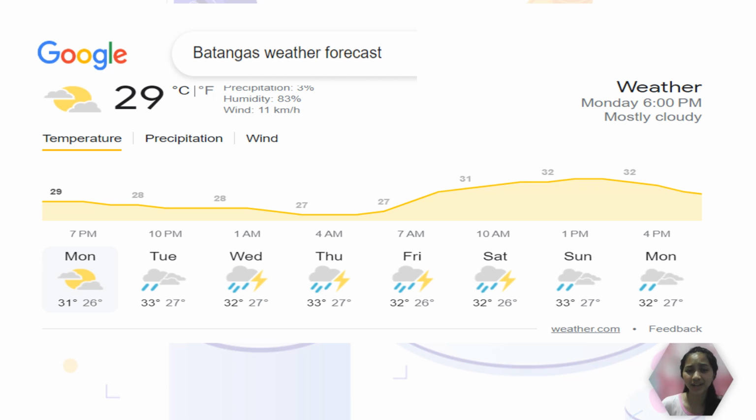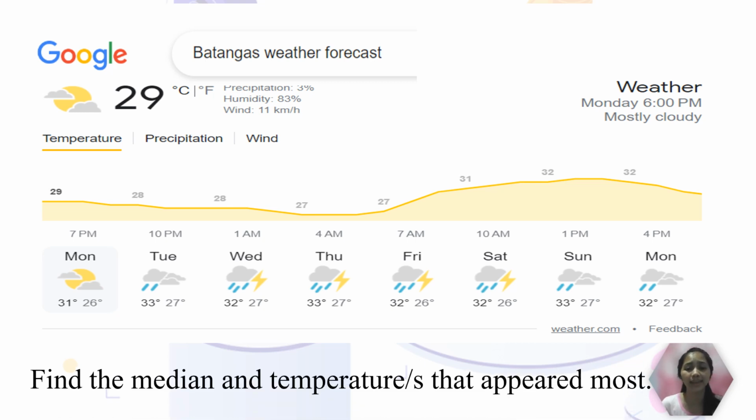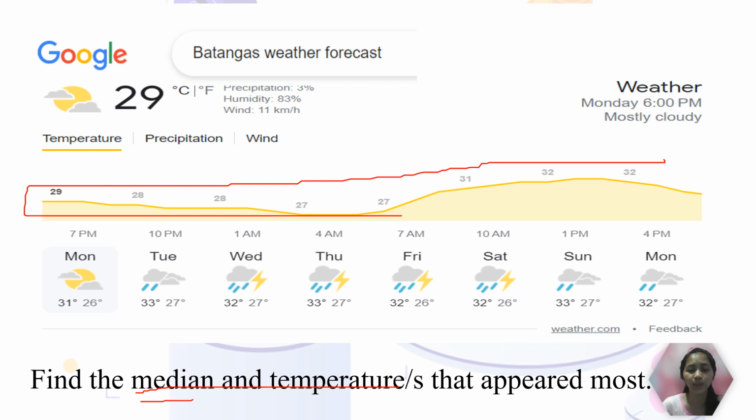I have here the Batangas weather forecast for May 15 up to May 22. Suppose that we need to find the median and the temperature or temperatures that appeared most. What are we going to do in order to find them? Yes, in terms of median, we will arrange the given set of temperatures into ascending order.